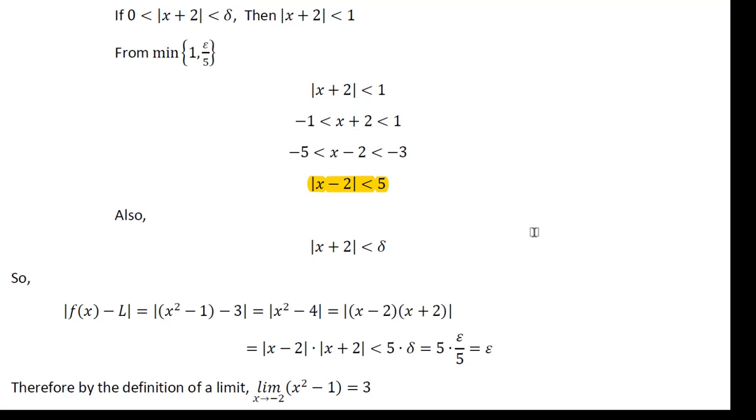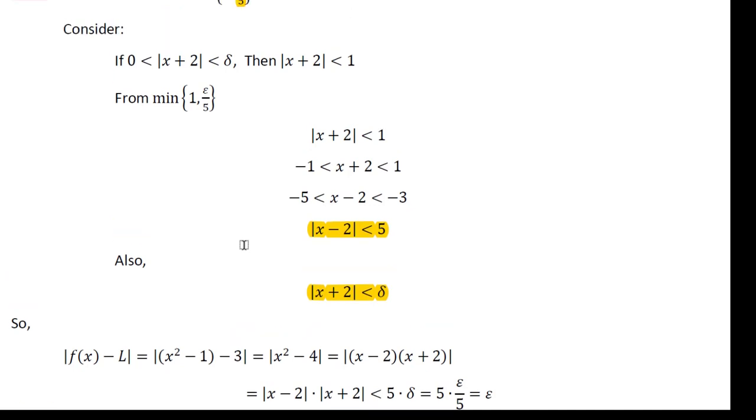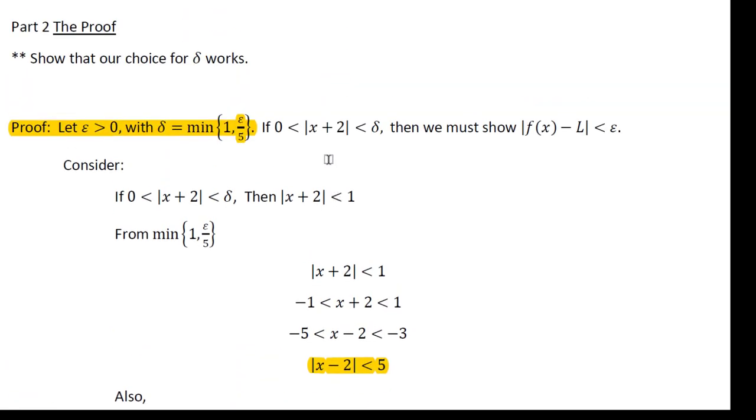Also, I have that the absolute value of x plus 2 is less than delta. Where did x plus 2 less than delta come from? Well, that's the thing I assumed in the beginning of my proof.